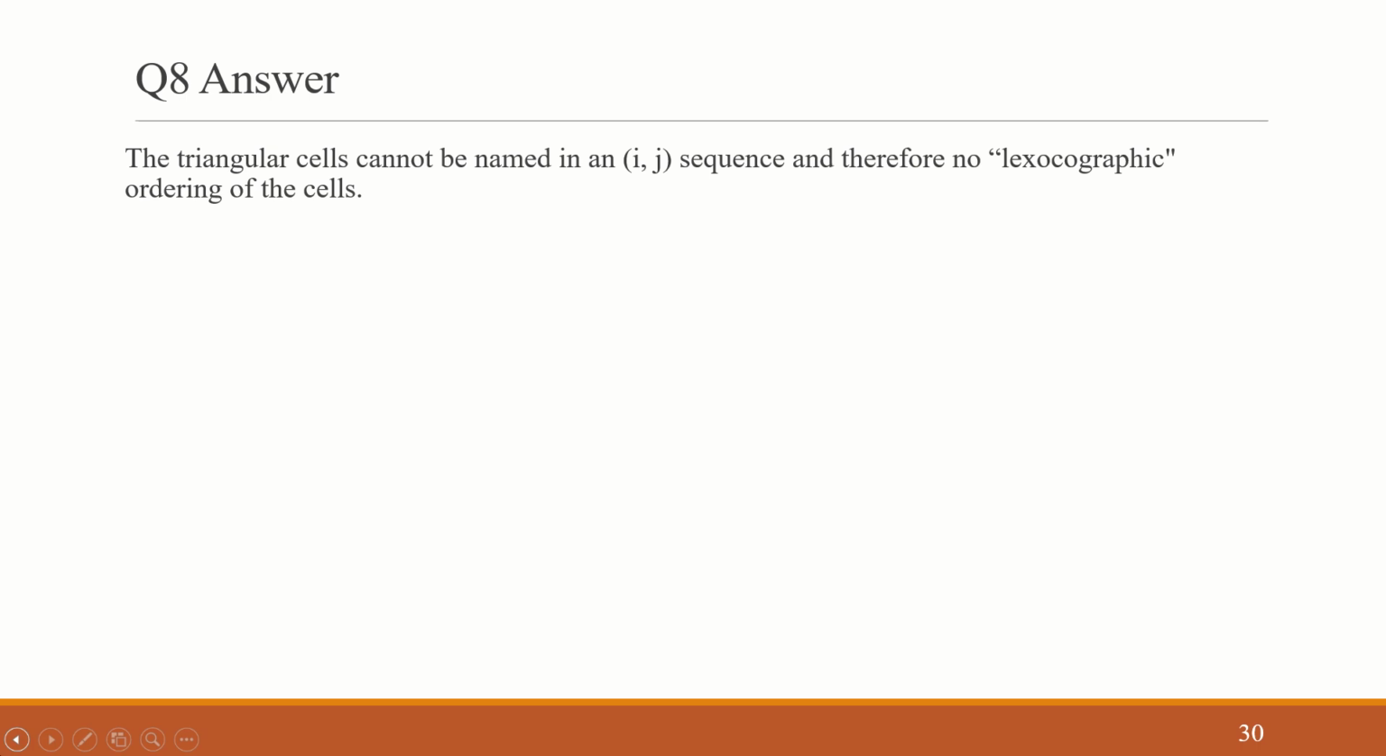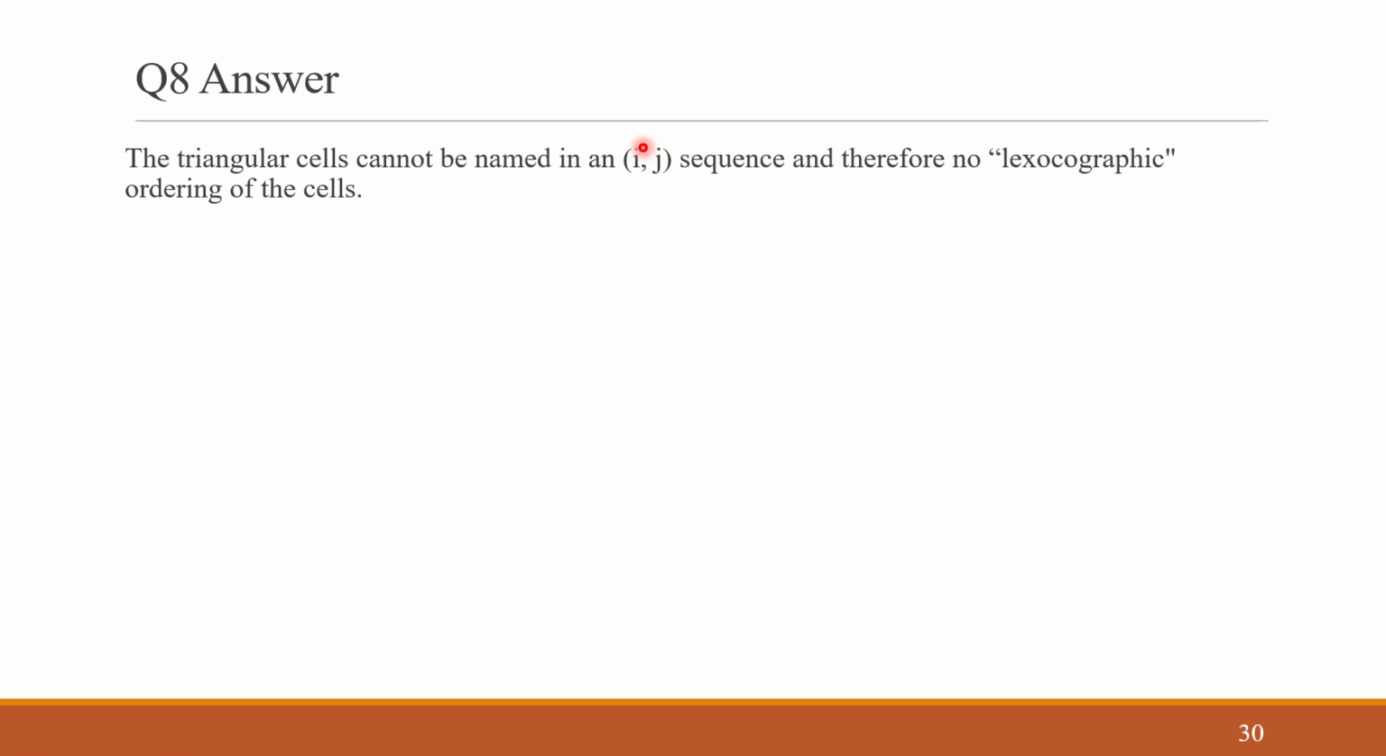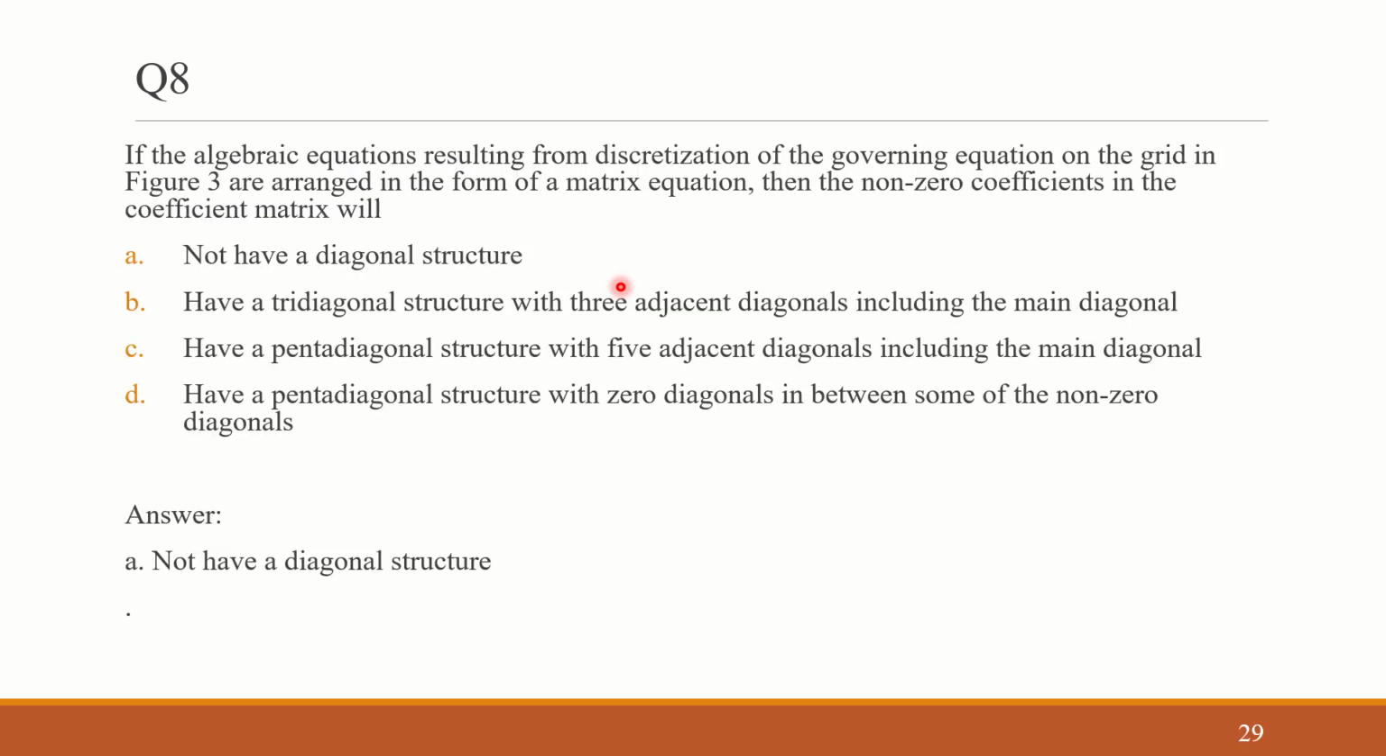Why? Because triangular cells cannot be named in a sequence I and J, and therefore no lexicographic ordering of the cells. So no possibility of diagonal structure of the coefficient matrix as well. So we cannot name it in the ordering I and J, and therefore we cannot put it in that order I minus 1 comma j, I plus 1 comma j. Those things are not possible. So it is not possible to have the diagonal structure for the coefficient matrix. So option A, not have a diagonal structure, is the right answer.